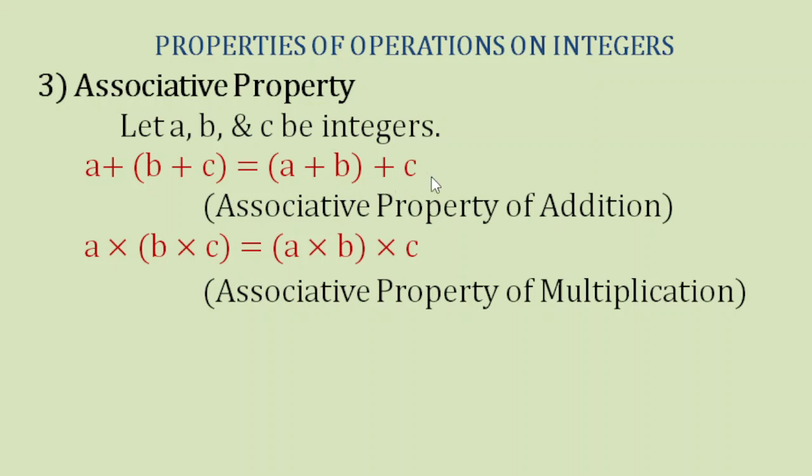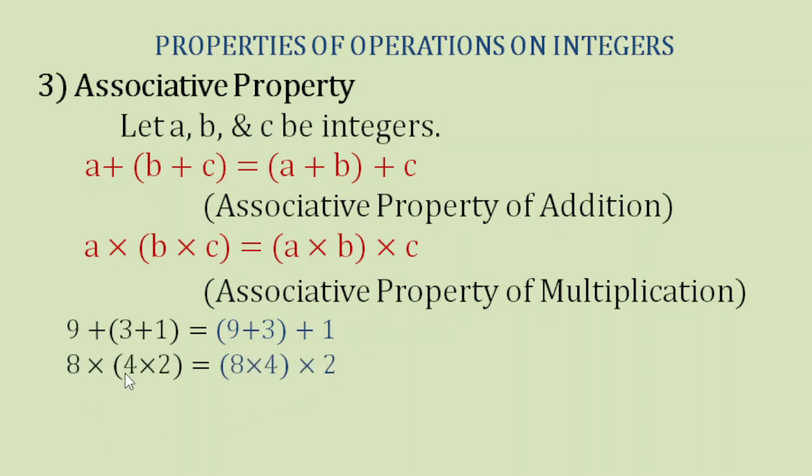What we have noticed here is that only the grouping changes. And let's illustrate each property. 9 plus the quantity 3 plus 1 equals the quantity 9 plus 3 plus 1. Okay, in simplifying each side, we start with what we have inside the parentheses. So 3 plus 1 is 4, plus 9 is 13. And on the other side, simplifying first what we have inside the parentheses, we have 9 plus 3 is 12, and then plus 1 is also 13. So they are equal.